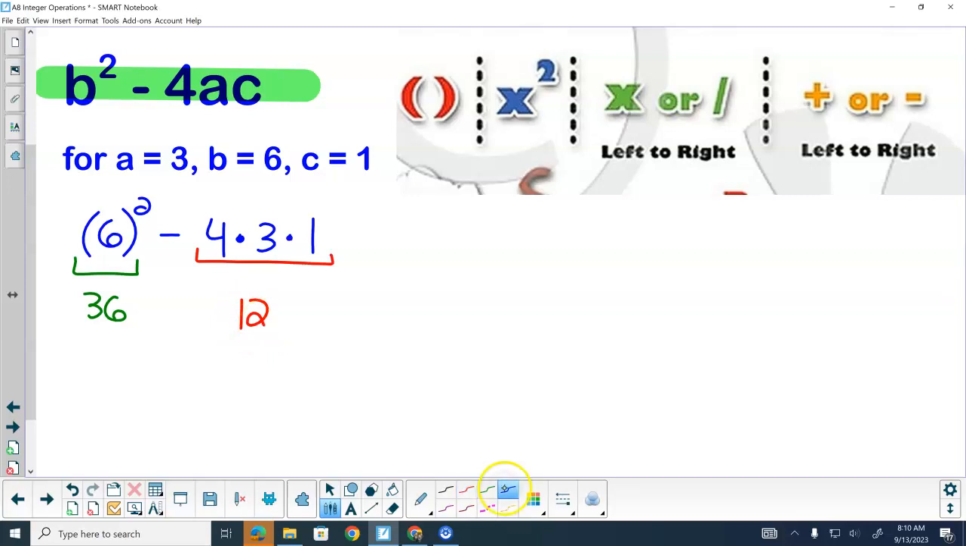And then we've got a minus sign in between. 36 minus 12. 24. 6 minus 2. 3 minus 1 gets me 24.